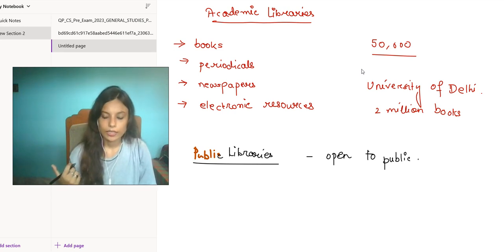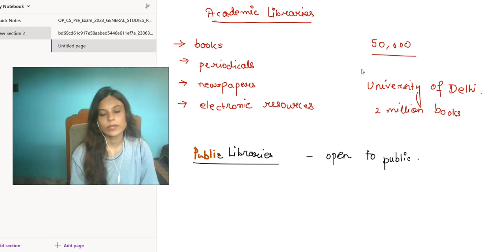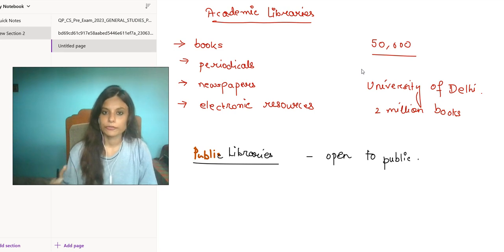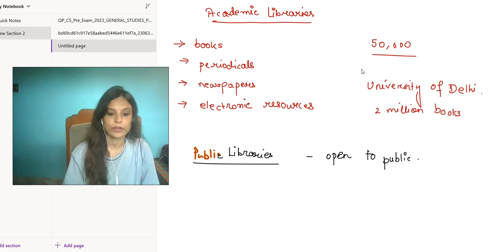There are books, periodicals, newspapers, different electronic resources, as well as different other materials also. Public libraries often offer a variety of programs and services also. They have story times for children, then book clubs for adults, and there are computer classes also. So that was all about the public libraries.